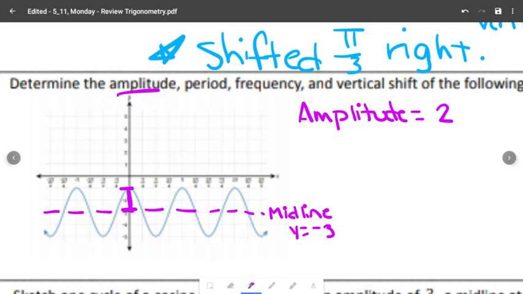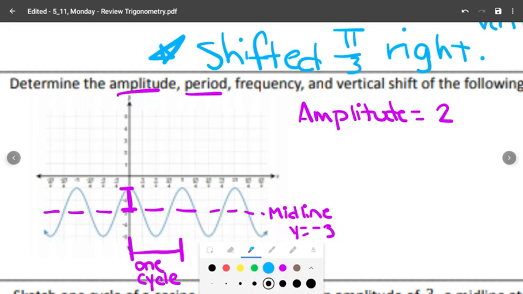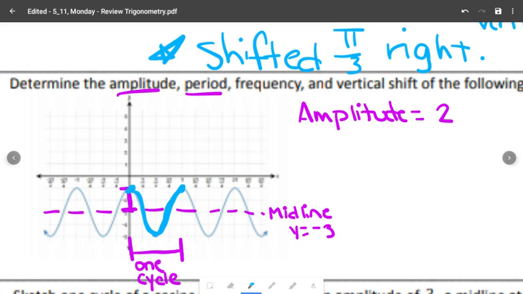Now continuing with definitions. Period is how long it takes to complete one full cycle. So right here, this is my one full cycle of cosine. Cosine, remember, starts and stops in the same place. So this is cosine. And hopefully your graph is a little bit more clear than mine, but that ended at pi. So my period is pi.